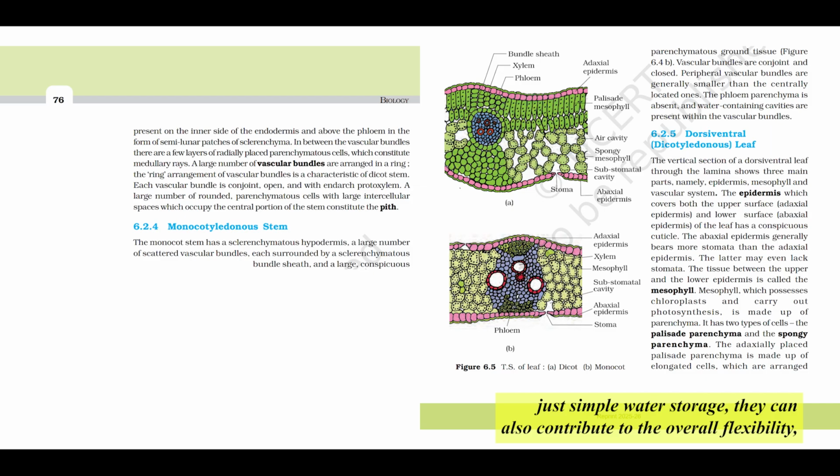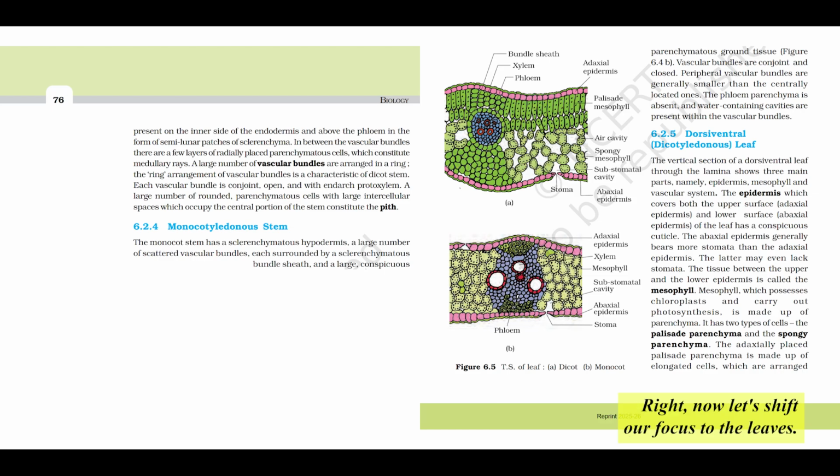But beyond just simple water storage, they can also contribute to the overall flexibility and perhaps even buoyancy of the stem. This could be particularly beneficial for tall, slender monocots like bamboo or corn, allowing them to sway in the wind without snapping easily. So yes, they're quite a clever structural adaptation. They provide both hydraulic stability and a degree of mechanical resilience.